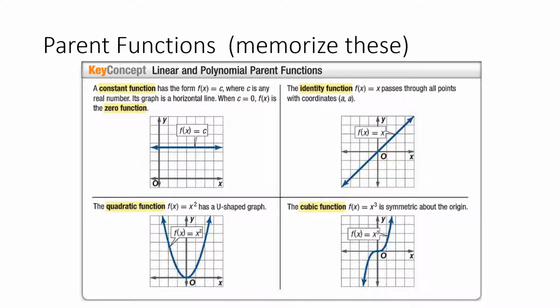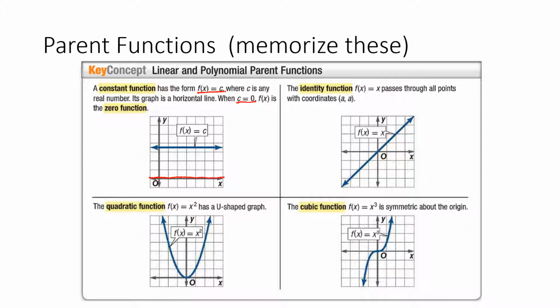So these are our first four parent functions. The first one is a constant function. This is one where it looks like y equals c or f of x equals c. And when c equals 0, when it's right on this line right here, that is called the zero function. Okay, so a constant function is simply a straight horizontal line.